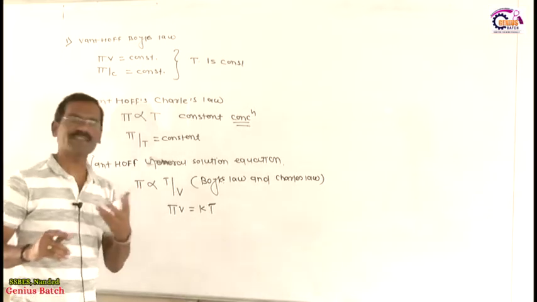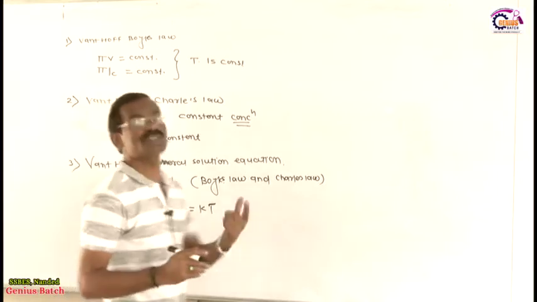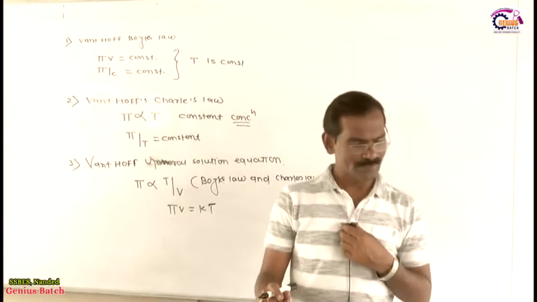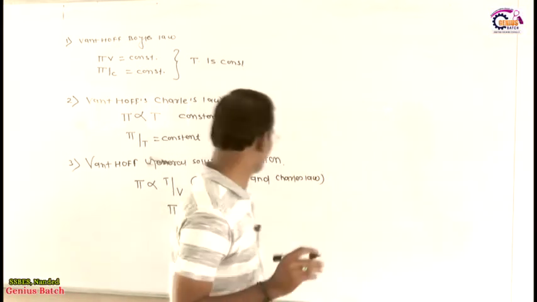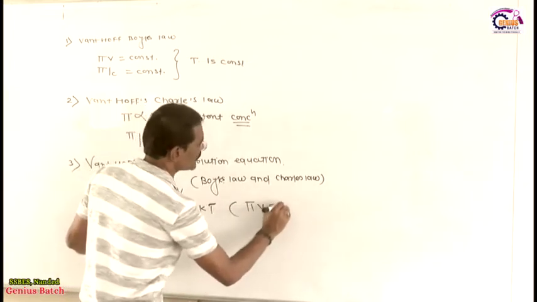Now you know very well, πV is equal to nRT. R is the ideal gas constant, and k is the solution constant, so k is called the solution constant. Therefore πV is equal to kT. Now, just as we consider that PV is equal to RT for an ideal gas, the same sequence applies here: πV is equal to kT.